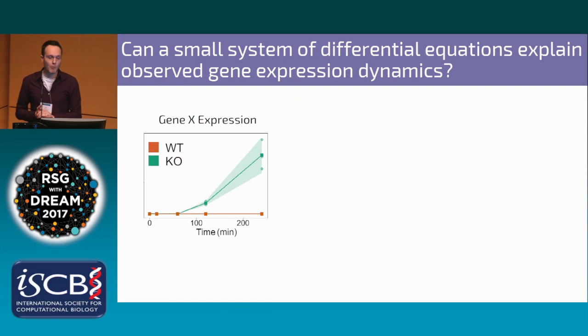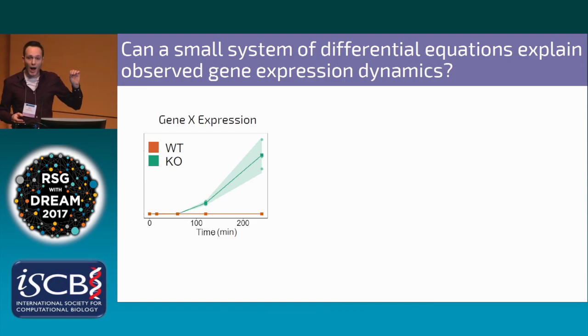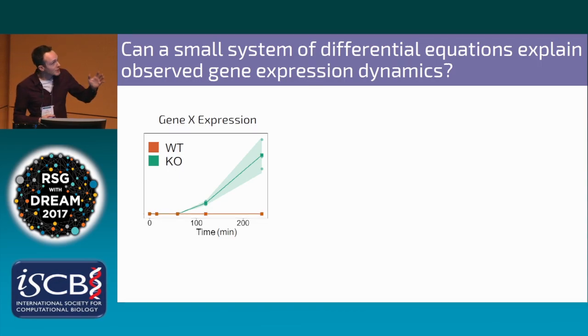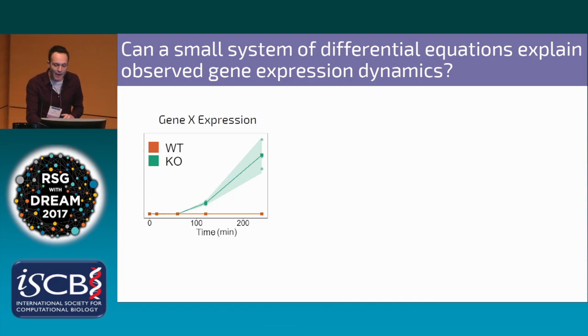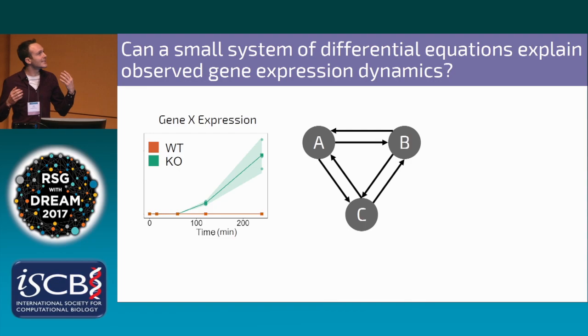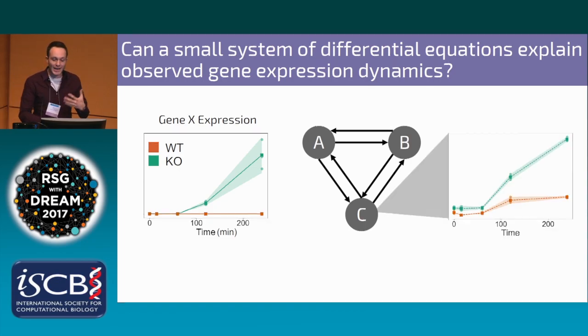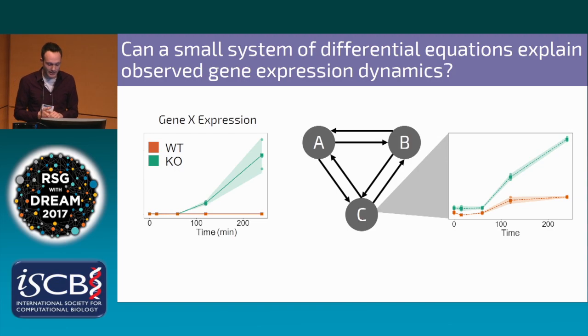But the real question I want to ask with this data is, for any given gene, if we have the trajectory of the gene expression for the wild type, which is shown in orange, and the knockout, which is shown in green, and the shaded region is showing the confidence interval that we have from our replicates, can we find a small system of differential equations that can explain and really fit this data that we saw experimentally?